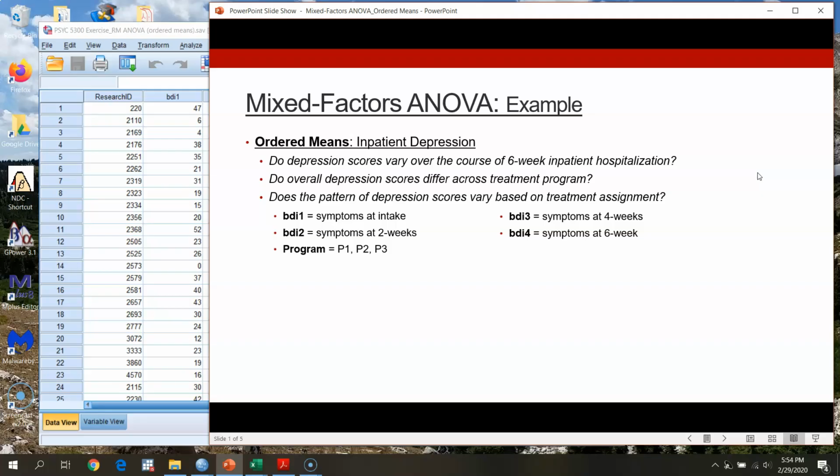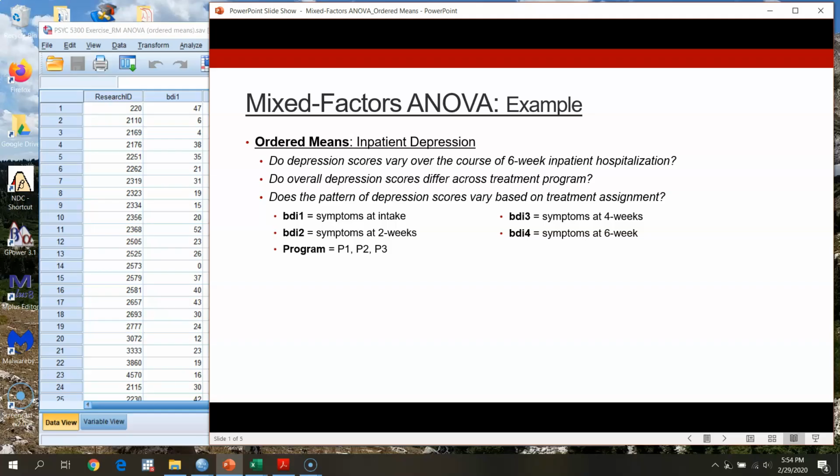Just as a reminder for these data, what we have are treatment scores for depression at baseline or intake, at 2 weeks, at 4 weeks, and 6 weeks at the end of treatment. We're following people who are experiencing symptoms of depression, looking for reductions in those symptoms over the course of treatment. And then we've got three different programs: program 1, program 2, and program 3.